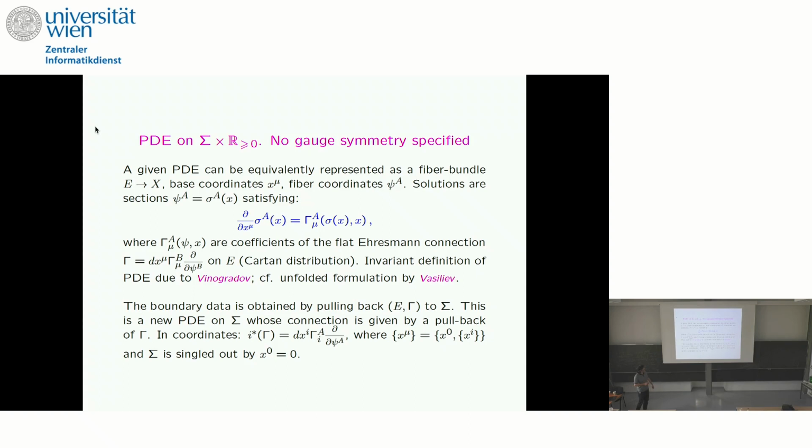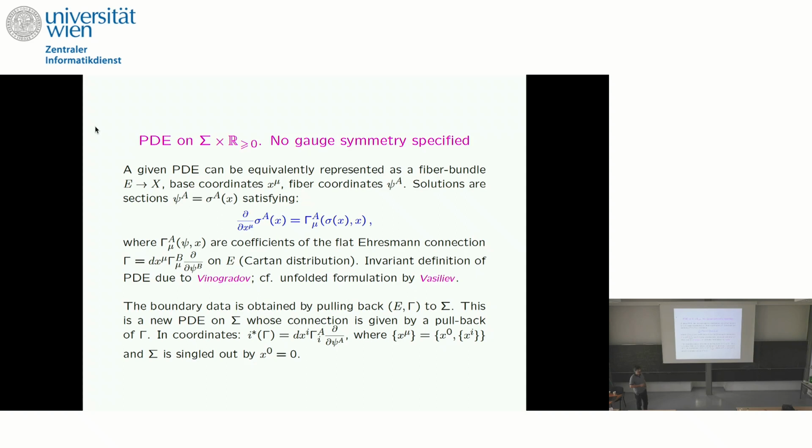This is a well-known definition of Vinogradov, and in fact is closely related to what is known under the name of unfolded formulation developed in higher-spin theories. And in this case, again, the extraction of boundary data is straightforward because it's a bundle, so we can just pull it back to sigma. In fact, it's not so important whether sigma is a boundary or just a submanifold, and what the dimension of sigma is. We can always pull back our bundle or restrict it to the points of sigma, and the connection is also restricted. So you get a new PDE.